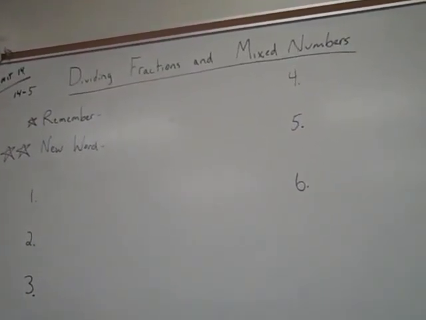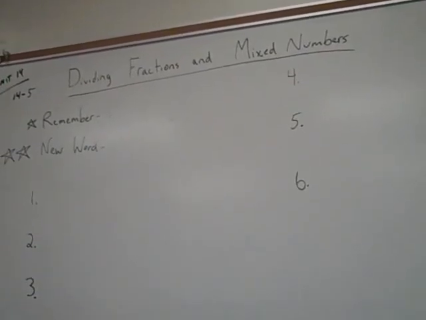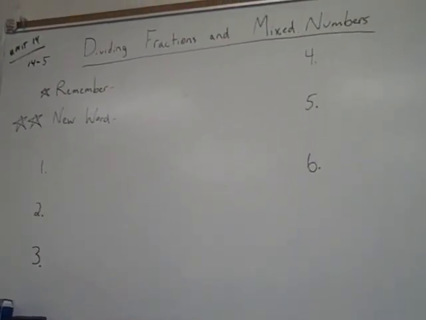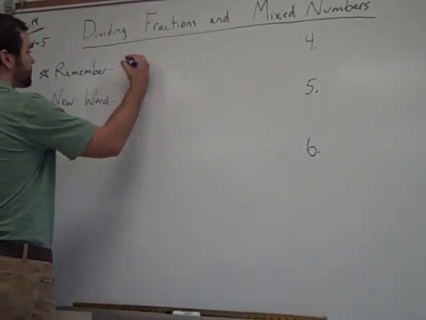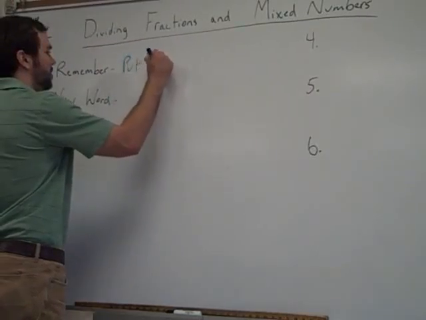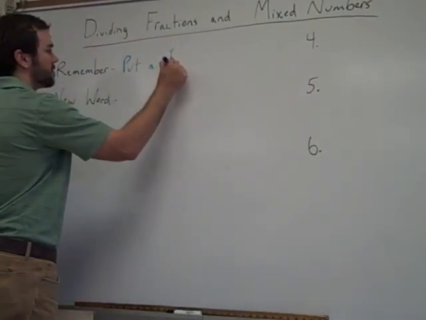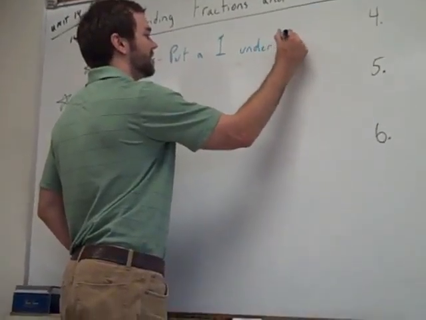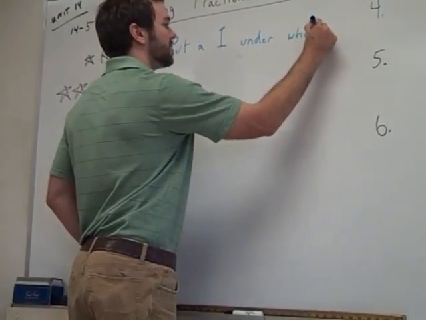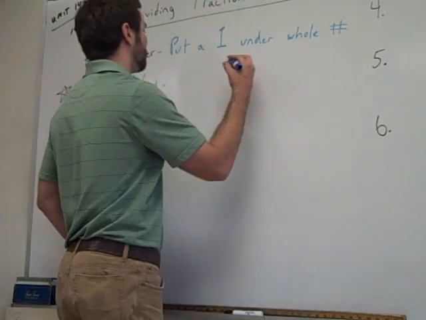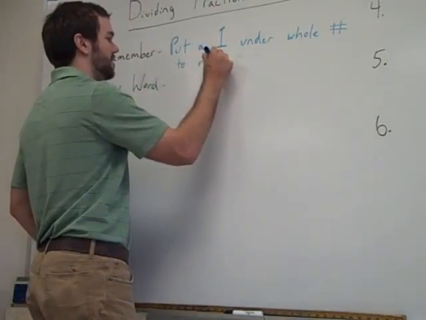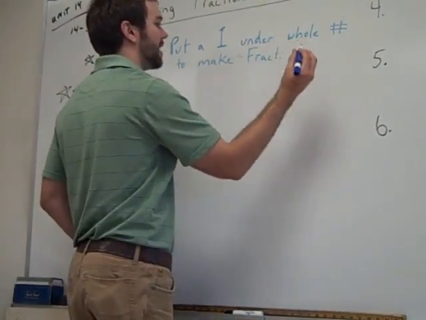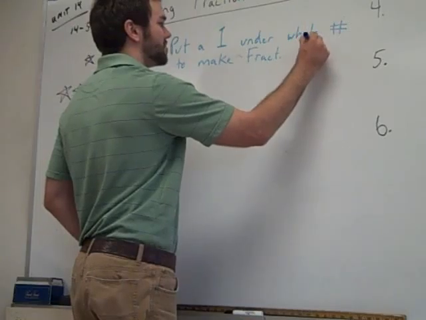First thing we got to remember is, how do you change a whole number to a fraction? We learned this with the multiplying. Put a 1 under it, right? So, put a 1. It's supposed to be a 1 under the whole number to make a fraction.